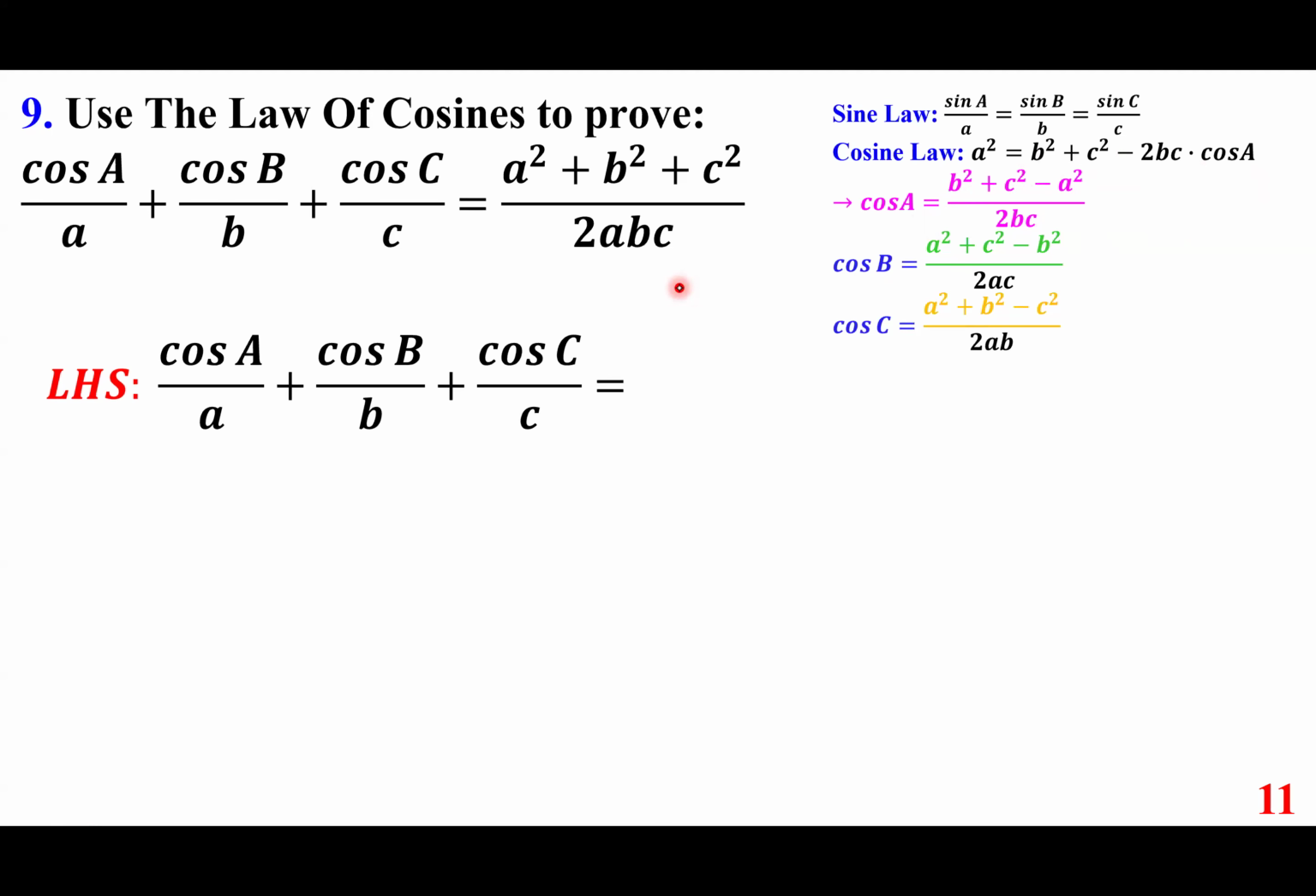So if I take a common denominator, obviously the common denominator is ABC, everybody. So if the common denominator is ABC, this one is cosine A times BC, so BC cosine A. This one is times this two, AC cosine B. This one times this two, AB cosine C.